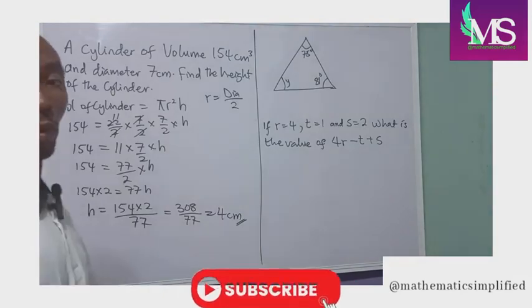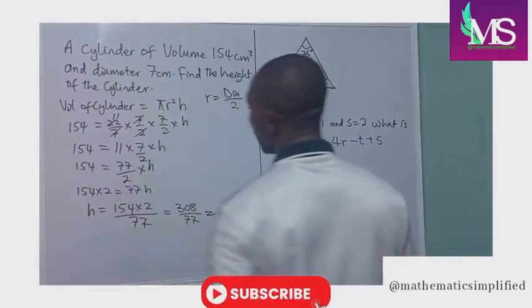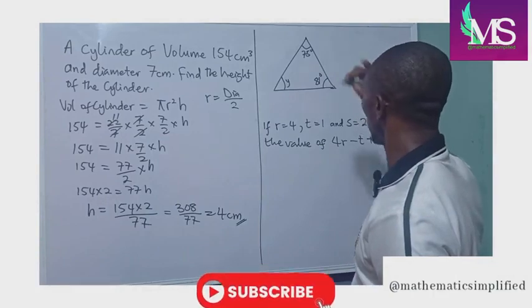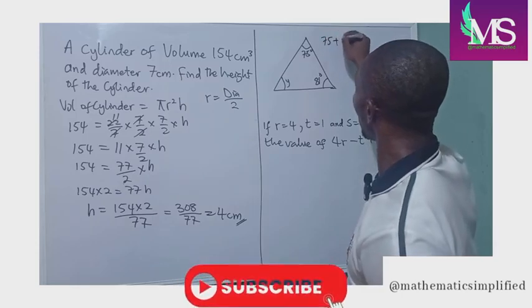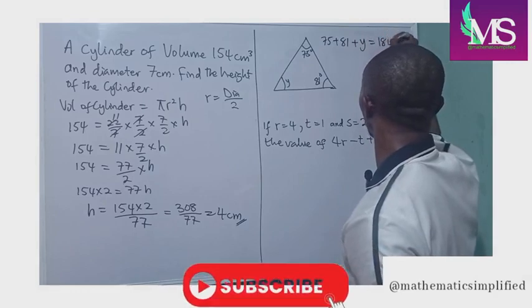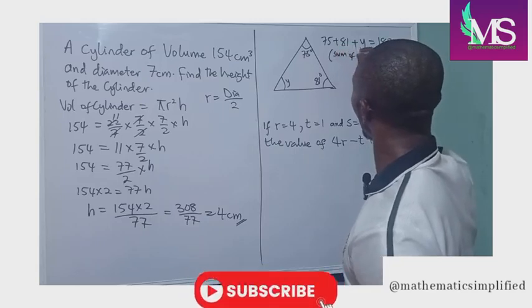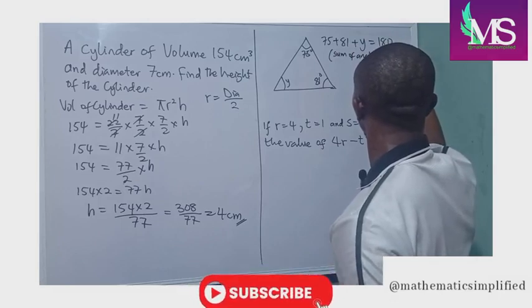Now, to our next question, it says find the value of y. We know that for a triangle, the sum of angles in a triangle equals 180. So this becomes 75 + 81 + y = 180. What's our reason? Sum of angles in a triangle.